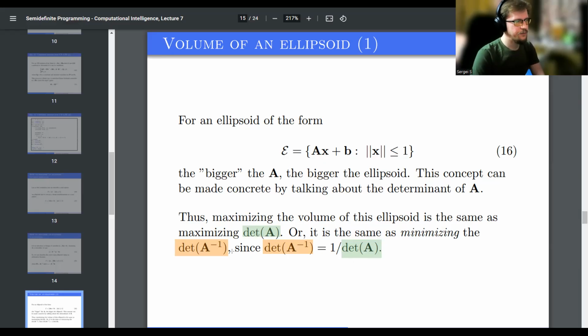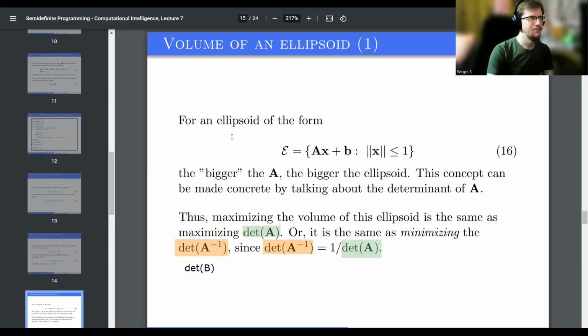And we usually only use it as a cost function, but we can do it. So it's important to know what we can do. But there are various restrictions, so we have to be careful with what we're doing. But the determinant of A inverse is just the determinant of B. You remember B is A inverse. So maximizing the determinant of A is the same as minimizing the determinant of B. Okay. Same results.